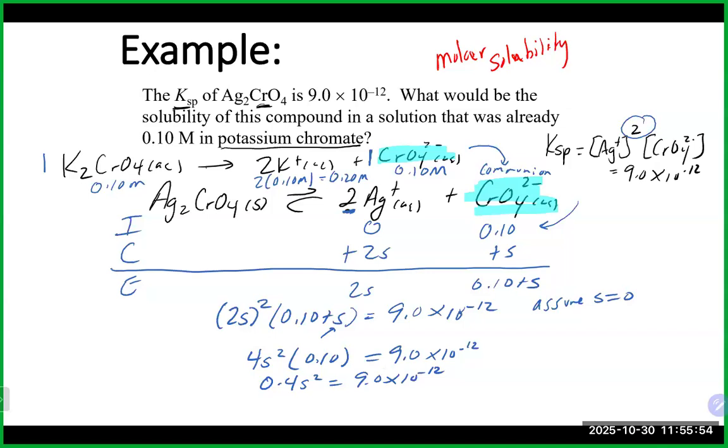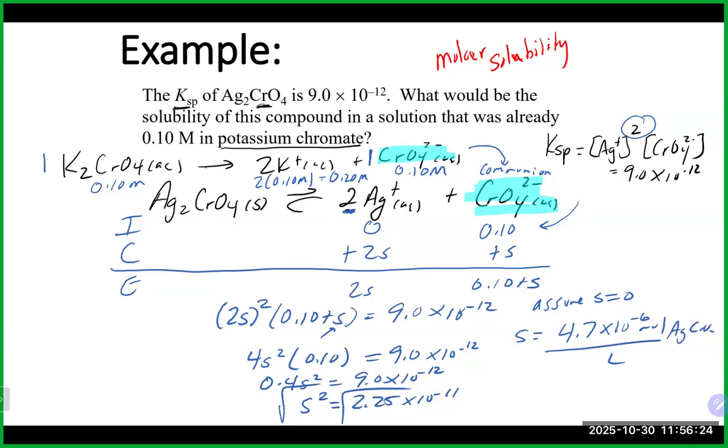And that's going to give us here an S squared is equal to 2.25 times 10 to the minus 11. Again, we're going to square root both sides. And that's going to give us a molar solubility of 4.7 times 10 to the minus 6 moles per liter, the molar solubility here of our silver chromate with a 2 in this particular case.